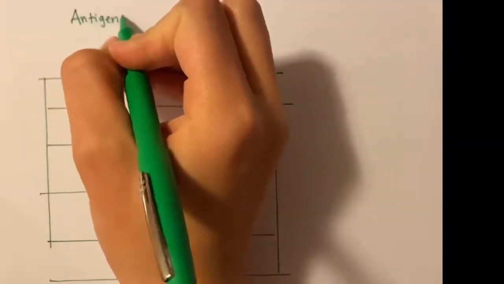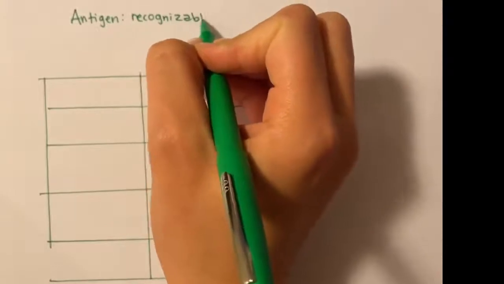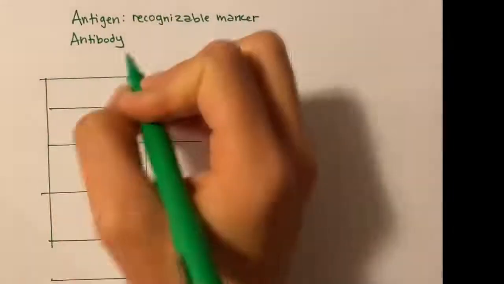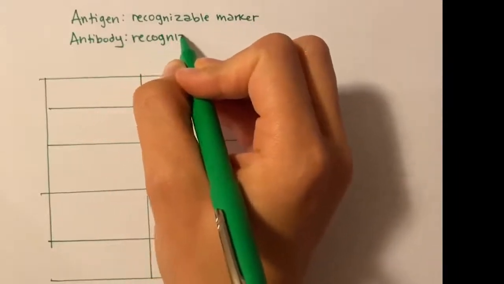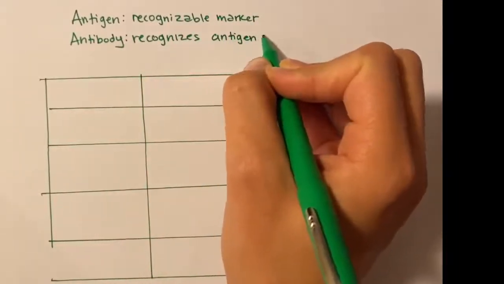Your blood cells have antigens on them. Antigens are markers on the blood cell your immune system recognizes. Your immune system recognizes antigens using antibodies.